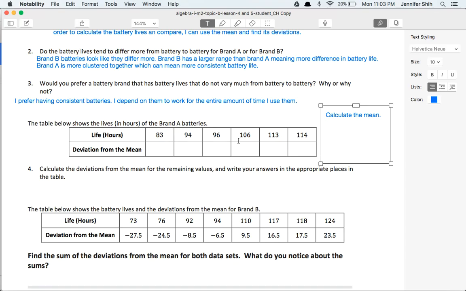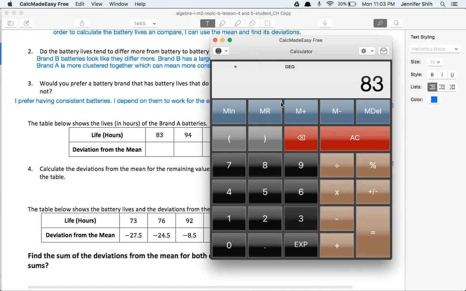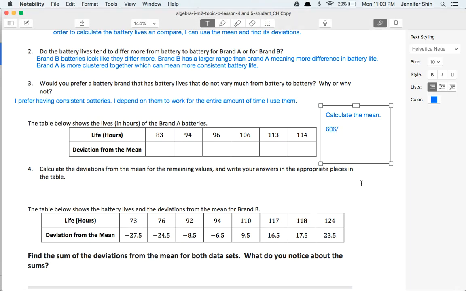We're going to add up all 6 of these numbers and divide by 6. Ready? 83, 94, 96, 106, 113, 114. That's 606. 606 divided by 6 is just going to equal 101. Okay. Deviation from the mean. The mean is 101.